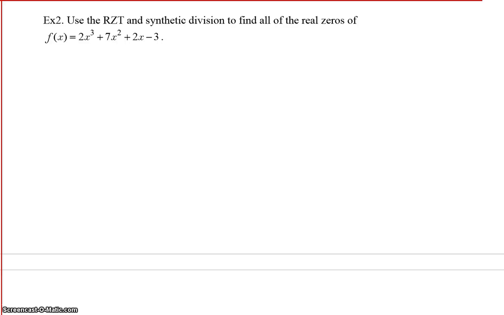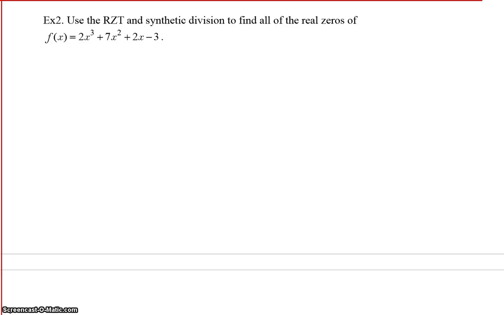Let's move on to example 2 and actually find some zeros. Use the rational zeros theorem and synthetic division to find all of the real zeros of f of x equals 2x cubed plus 7x squared plus 2x minus 3. We're going to begin by listing the possible rational zeros of this polynomial.